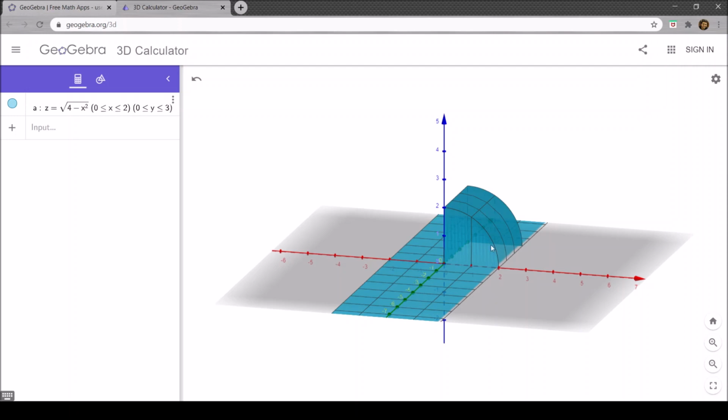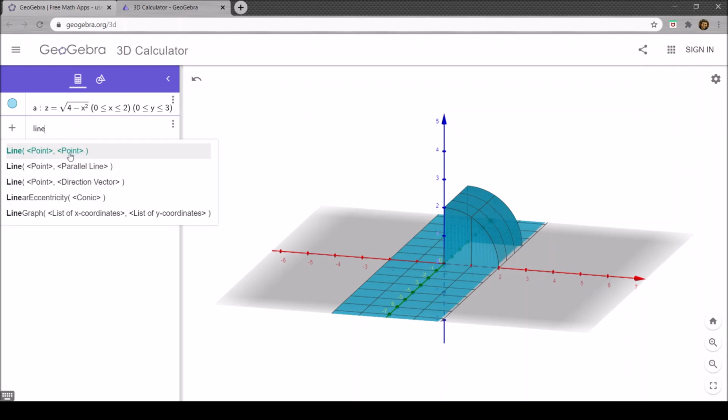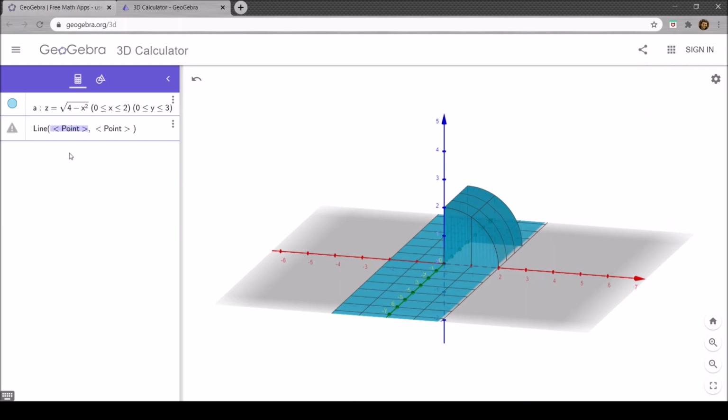Now to find the limits of z, what do you do? You draw a line parallel to the z-axis. Here, if I want to draw the line, you simply type line, and you get this. I will insert 2 points and I will get the line, because for a line, I know once I get 2 points, I can draw the unique line. So I want a vertical line.